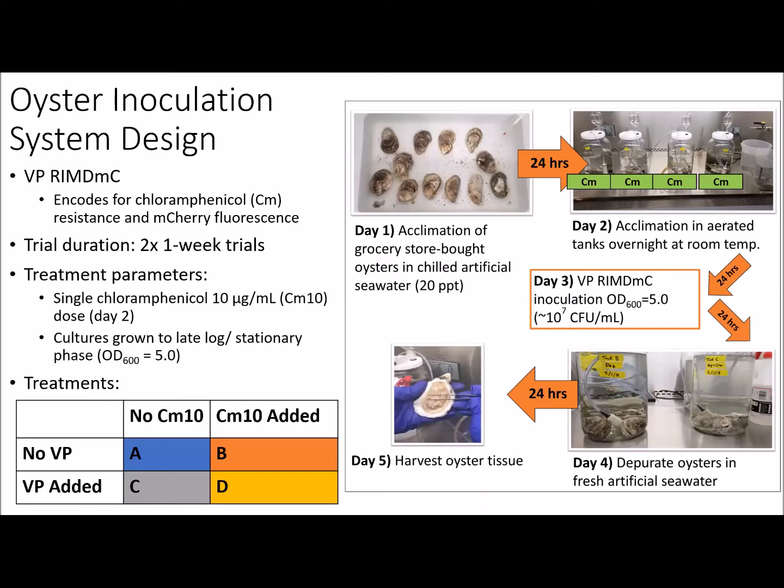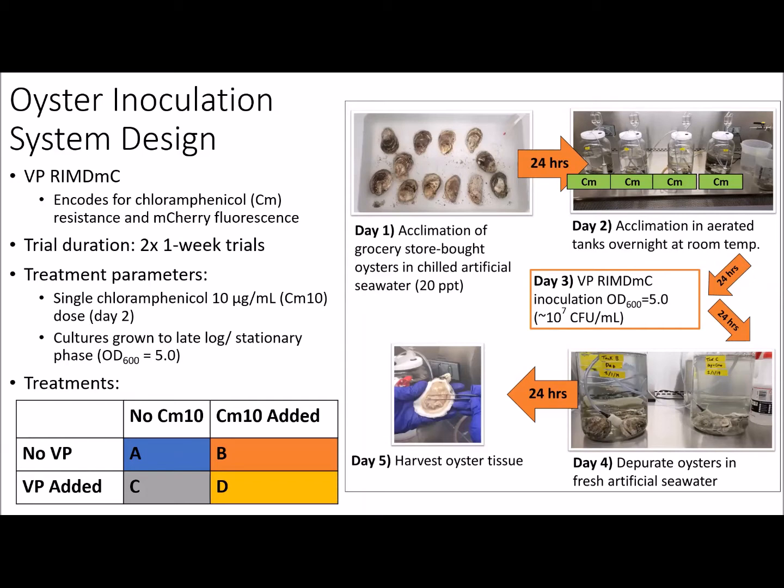Starting on day one, we acclimate our oysters overnight within artificial seawater. The next day, we then add those to our aerated tanks, which you can see on the top right of this page. Following acclimation in those aerated tanks, we then inoculate those tanks on day 3 with our strain of Vibrio. So our strain of Vibrio is VP RIMD MC.